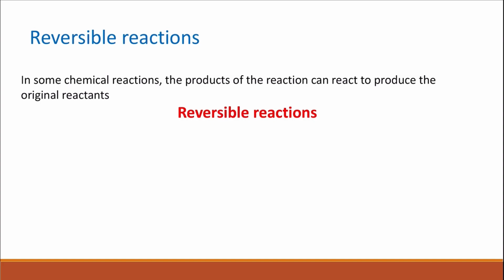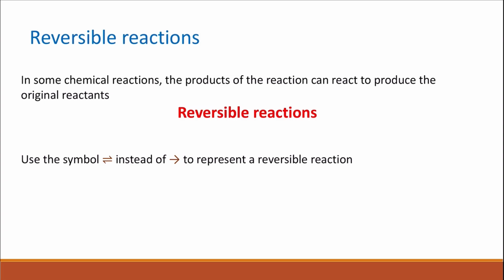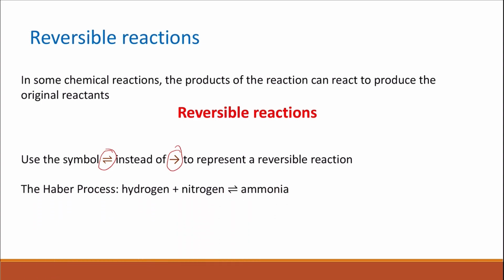Reversible means we have two types of reaction happening at the same time. One of them is called the forward reaction, where the reactants react together to give the products, and the other one is called the reverse reaction, where the products react back again to give you the reactants. When we represent reversible reactions, we use these two arrows instead of the single arrow which represents a normal one-way reaction. One of the typical examples of reversible reactions is the Haber process, which is the reaction between hydrogen and nitrogen to give ammonia.